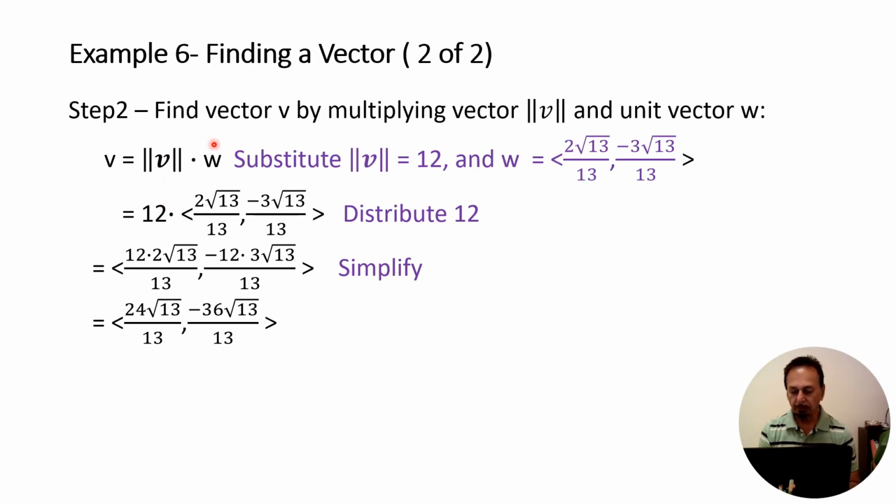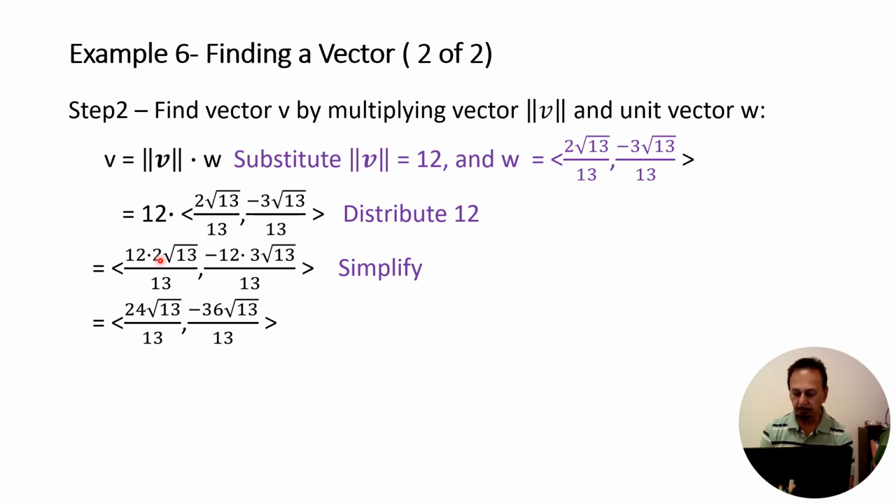Okay, step 2, we're going to find vector v by multiplying its magnitude and the unit vector w we just found. So we call this vector v equal to the magnitude of vector v times the unit vector w. Now the magnitude is 12, so we put 12 here, and the unit vector we found is ⟨2√13/13, −3√13/13⟩.